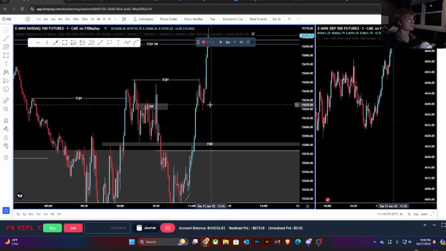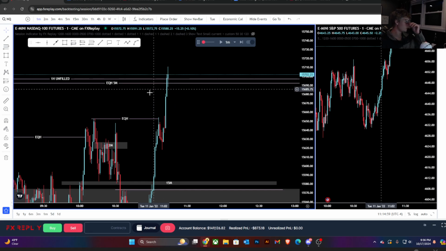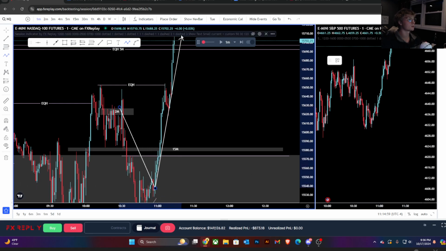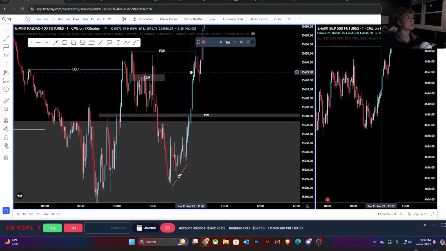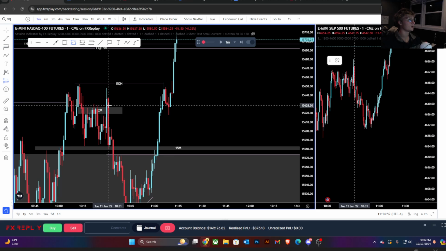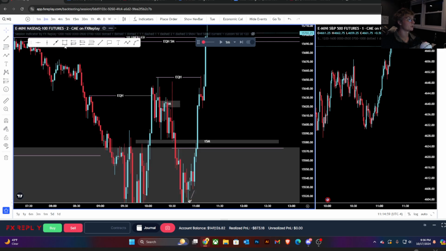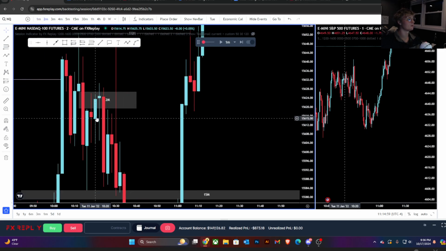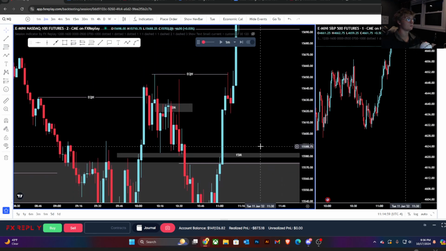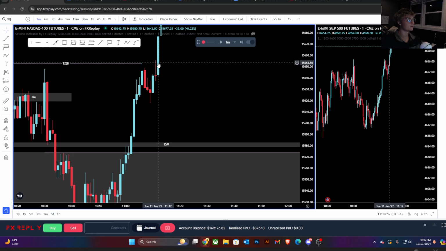Just had no entry on this move. This move happened after 11 a.m. So I don't know why NQ wanted to play games like this and then deliver after 11, but yeah, would have been fire if we just had a 2-minute inversion here that just gave us the long. But yeah, 2-minute here was the strongest 2-minute ever. It was just holding here, holding down price here. But yeah, that's pretty much it for that day.